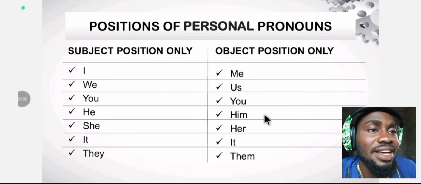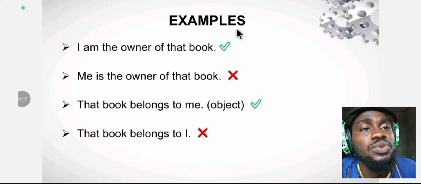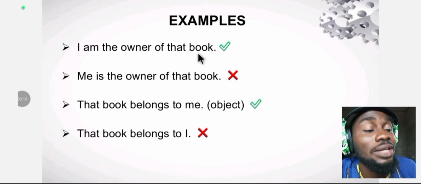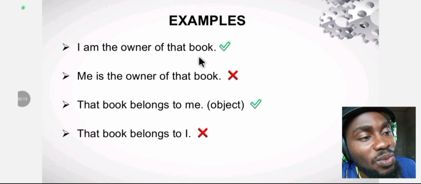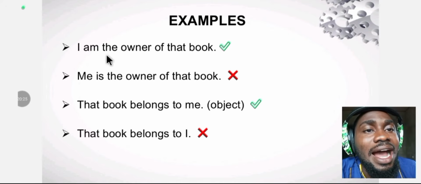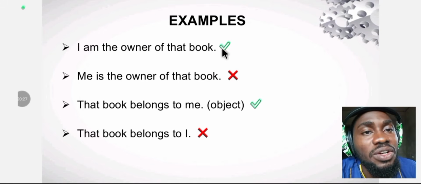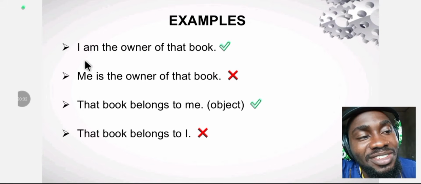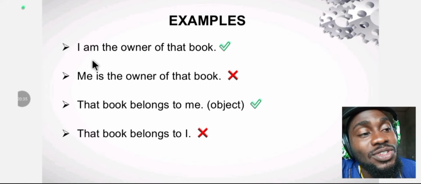Never forget that. Okay, moving on to the next. Examples on these personal pronouns, okay? I am the owner of the book. We are talking about where they occupy. Is it supposed to be on the subject or is it supposed to be on the object position? Okay? I am the owner of the book, which is correct. Why is it correct? Because I occupies the subject position, which is correct. I can only occupy the subject position.